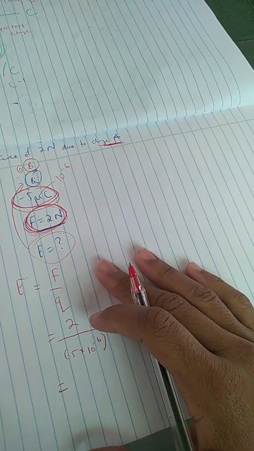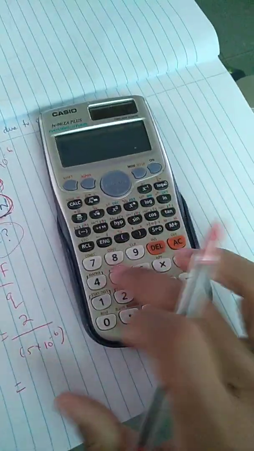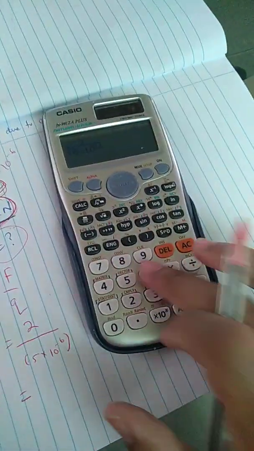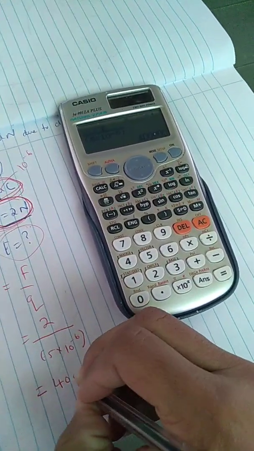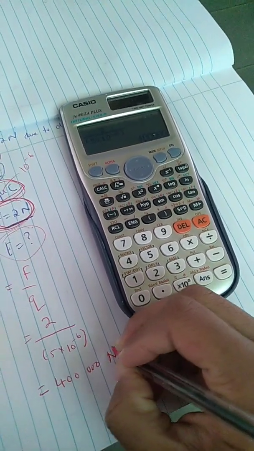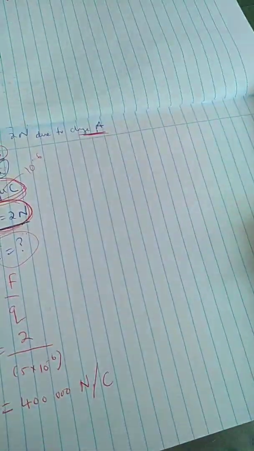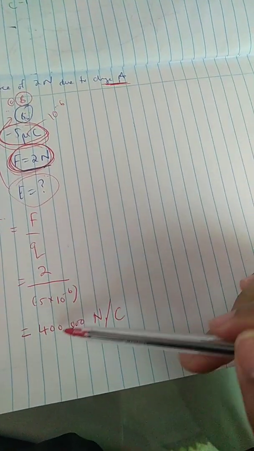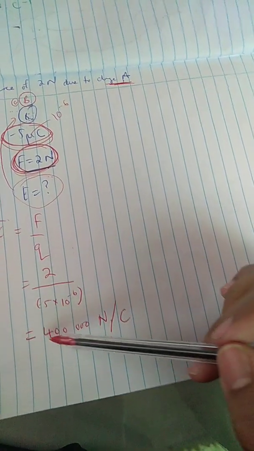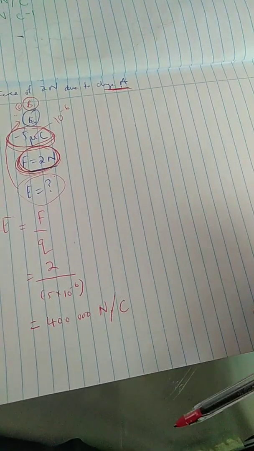That's important. Put that in the calculator. We get 2 over 5 times 10 to the negative 6, and that is about 400,000 newtons per coulomb.